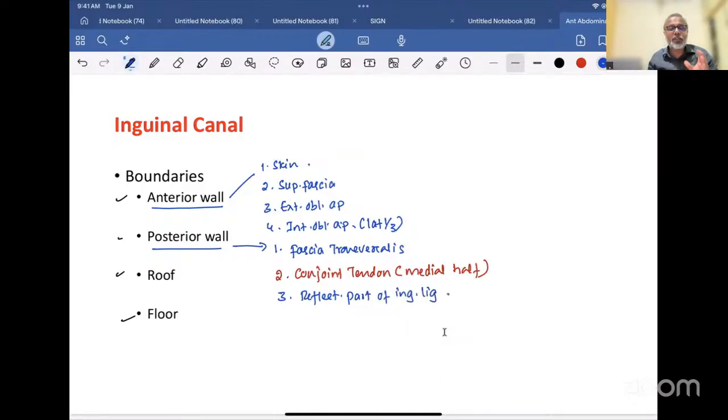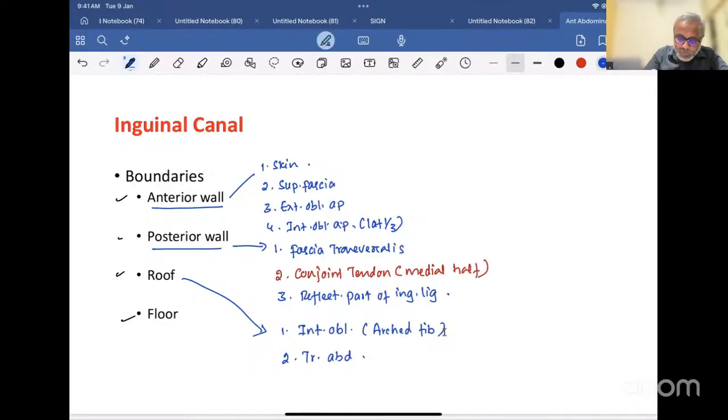So that part of the inguinal ligament forms the third structure forming the posterior wall of the inguinal canal, right? Then what about the roof? What structure actually forms the roof of the inguinal canal? Remember, the roof of the inguinal canal is formed by the arched fibers of the internal oblique muscle, right? Apart from internal oblique, we also have the transversus abdominis muscle, right?